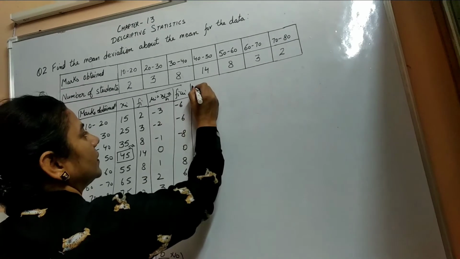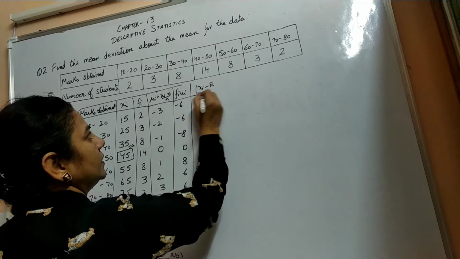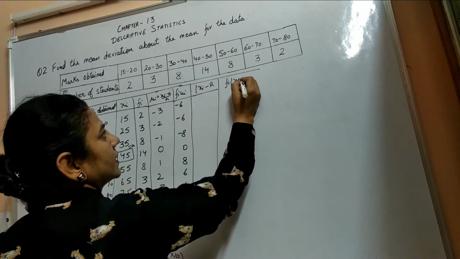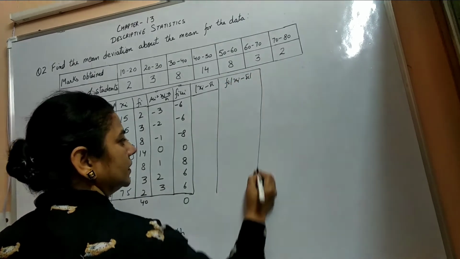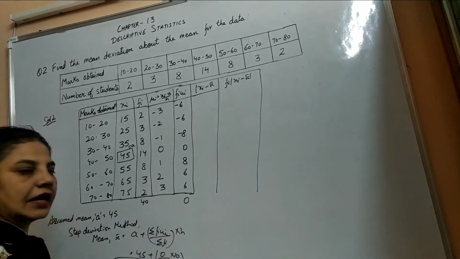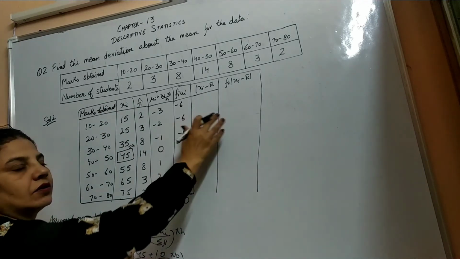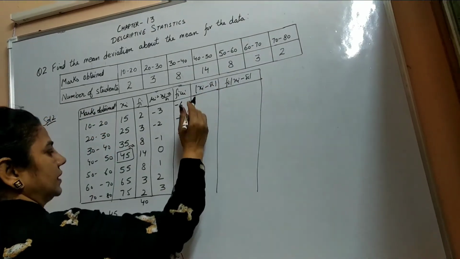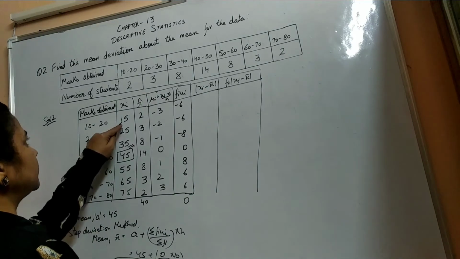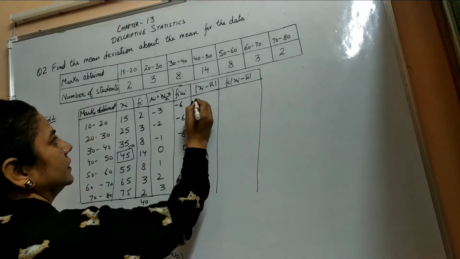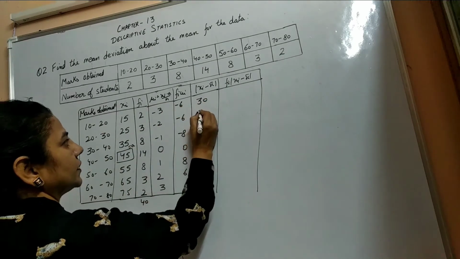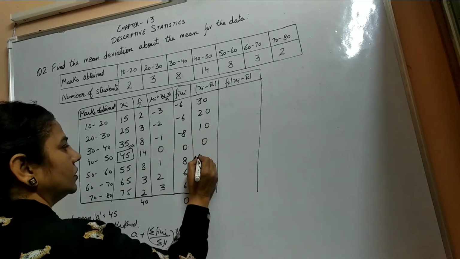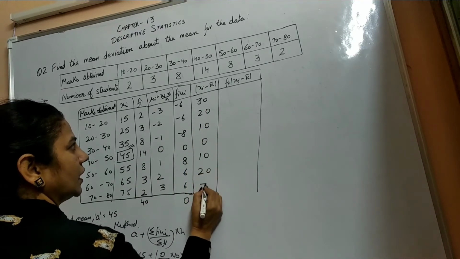Now after that you will calculate xi minus mean and fi mod xi minus x bar. These two columns are calculated after calculating the mean. Once you calculate the mean, only after that can you fill these two columns. So mod xi minus x bar: x bar is 45 and xi is 15, so 15 minus 45 is 30. 25 minus 45, 20. 35 minus 45, 10. 45 minus 45, 0. Similarly 10, 20 and 30.